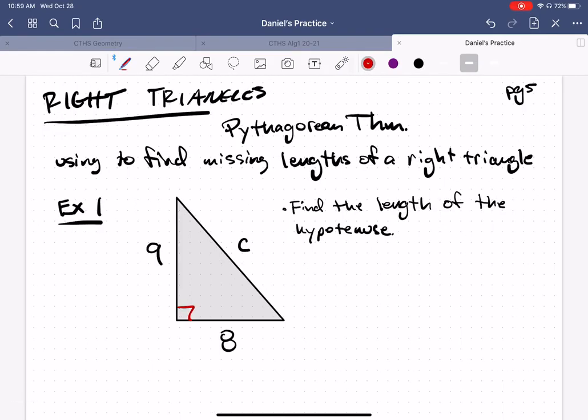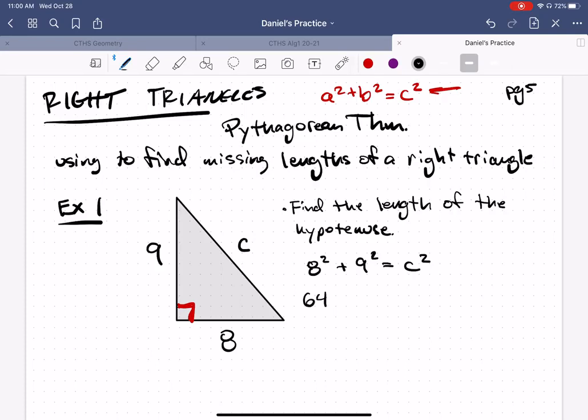Now, using the Pythagorean theorem, a squared plus b squared equals c squared, right? Burn this into your brains. To find the missing length, okay? If I know that this is a right triangle, then I would take the shorter side, which is 8, and square it, add it to the other short leg, which is 9. That should equal c squared.